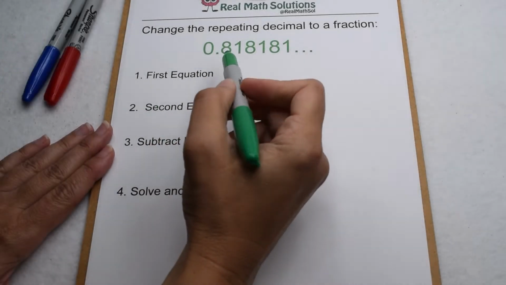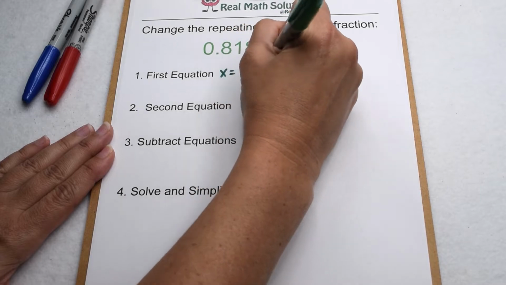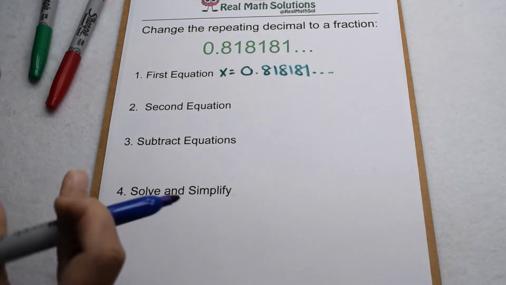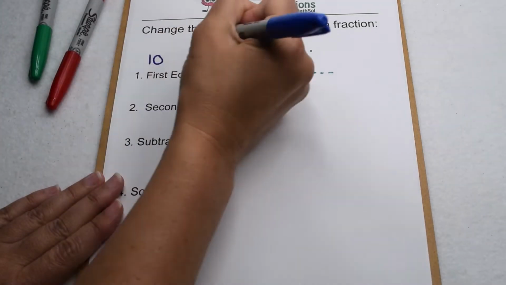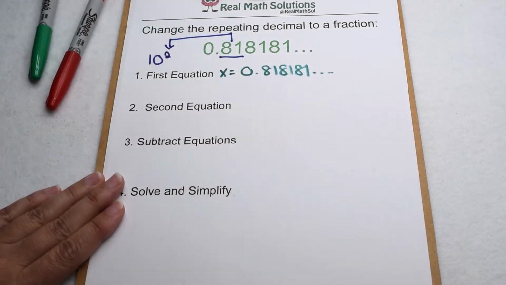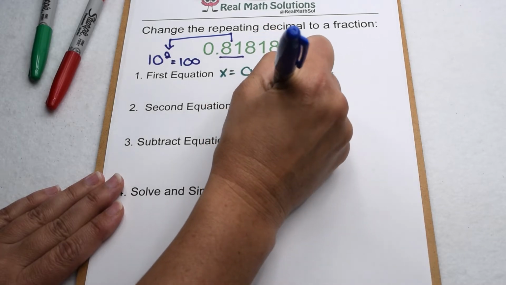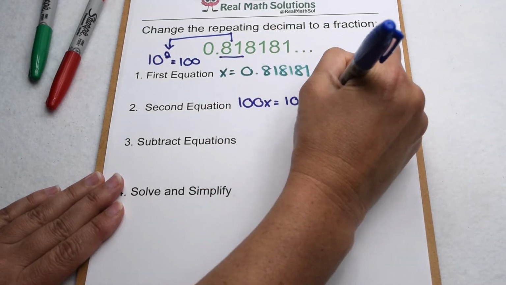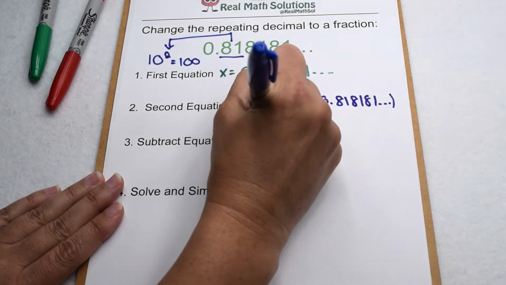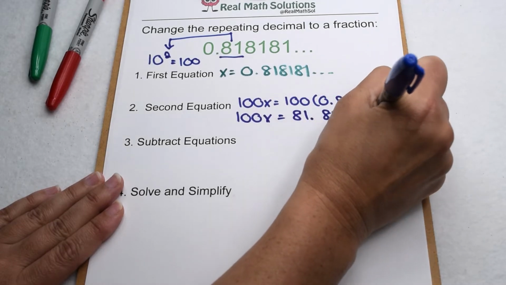We can use this same series of equations if we have more than one repeating digit. We're going to start with writing our first equation, x equals 0.81 repeating. From there, for our second equation, we're going to need to multiply by a power of 10. Since we have two digits repeating, that means we're going to multiply by 10 to the second power. 10 to the second power is worth 100, so our second equation, 100x, equals 100 times our 0.81 repeating. When we multiply that out, we're going to have 100x equals 81 with our 81 still repeating.